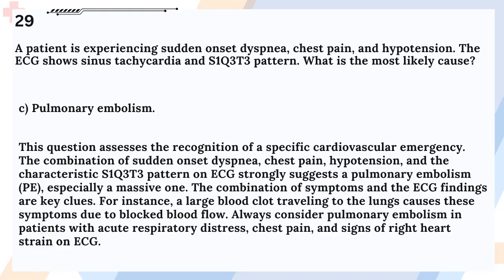The combination of symptoms and the ECG findings are key clues. For instance, a large blood clot traveling to the lungs causes these symptoms due to blocked blood flow. Always consider pulmonary embolism in patients with acute respiratory distress, chest pain, and signs of right heart strain on ECG.